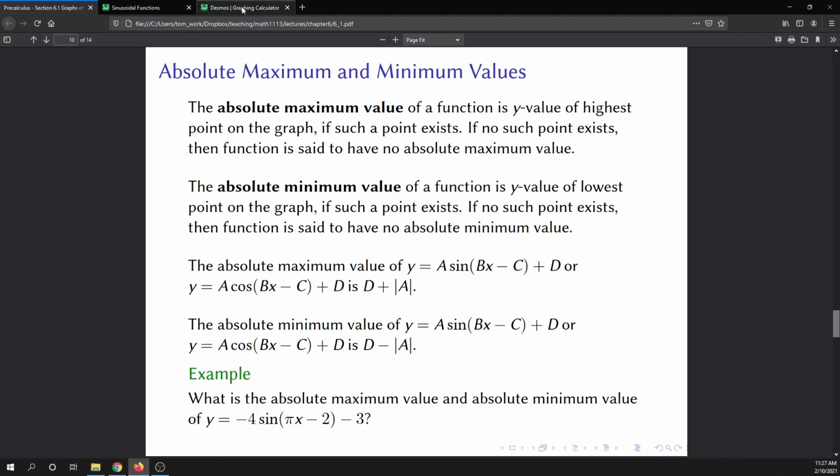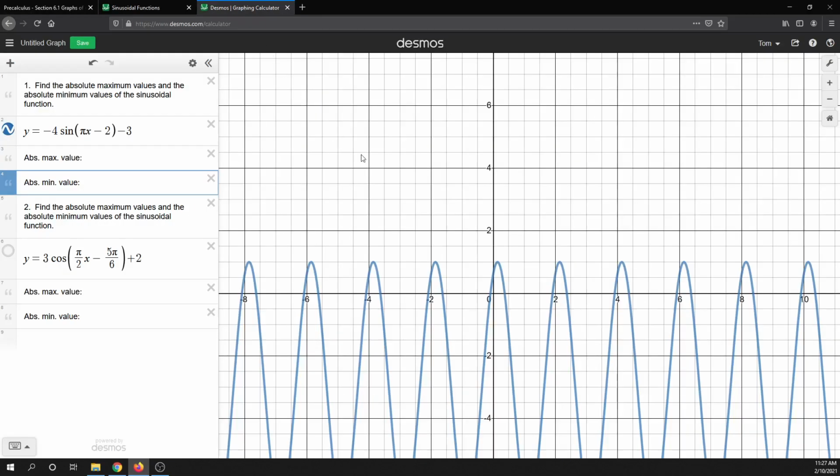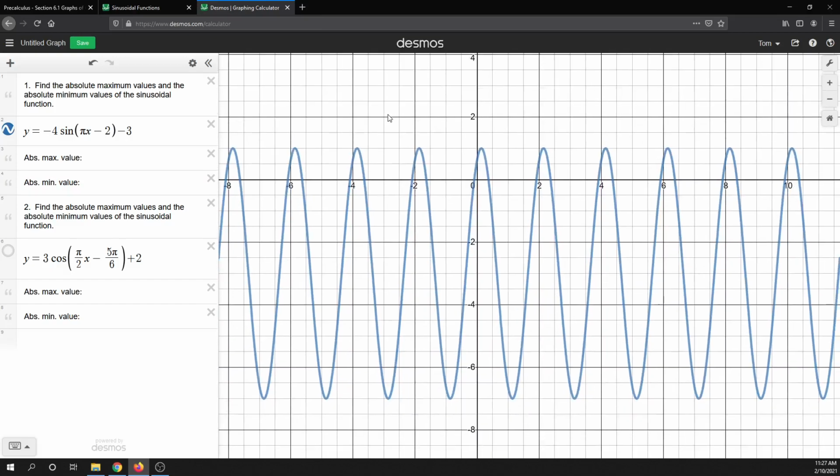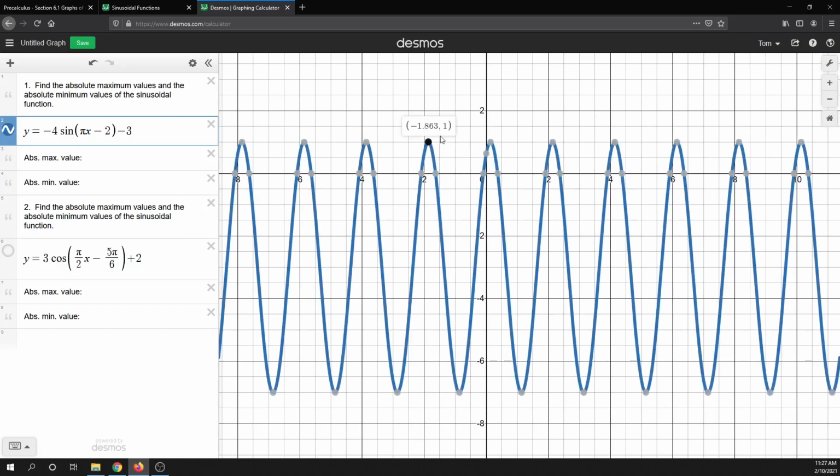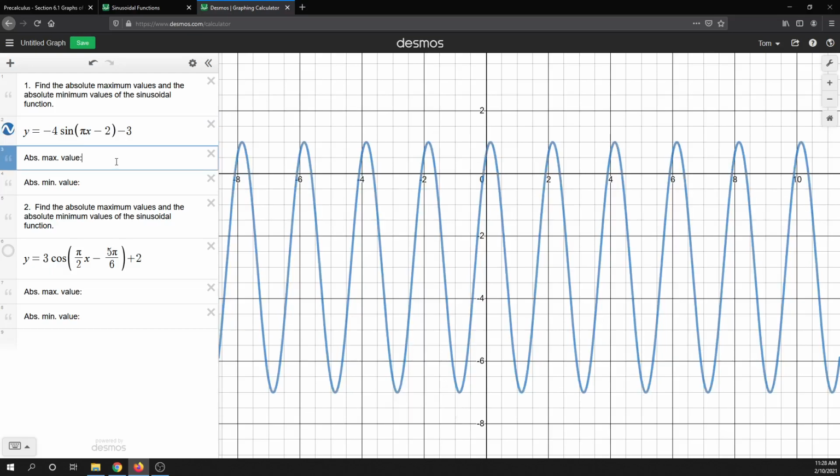All right, so let's take a look at some examples here. Notice if you have a nice accurate graph, then it's pretty easy to tell, right? You can see it's 1 and -7 here. So the absolute maximum value is going to be 1. The absolute minimum value is going to be -7. But let's just use the formula to do that.